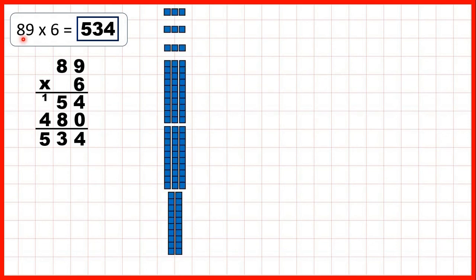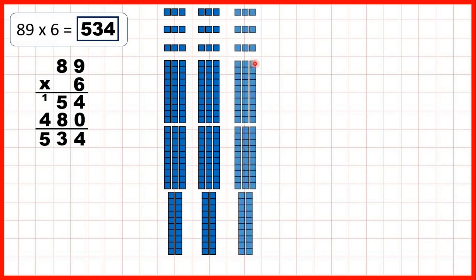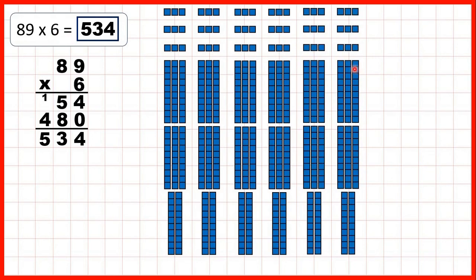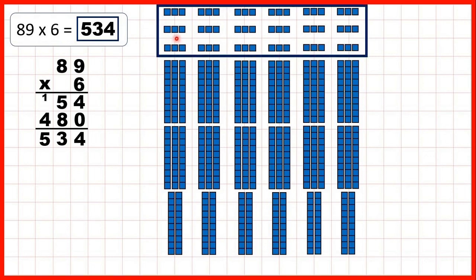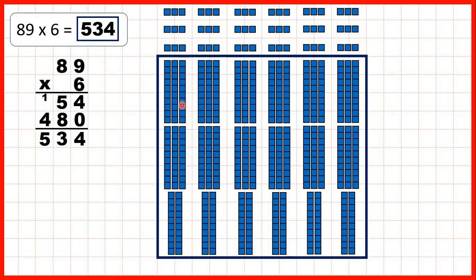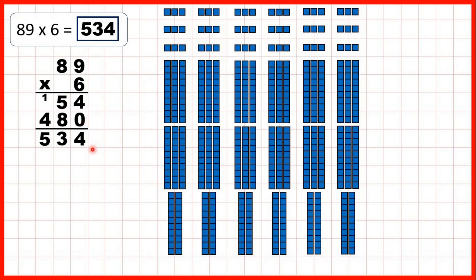Then we had 89, so that's 8 tens and 9 ones, and we were multiplying by 6, so let's show that 6 times. On top here we have 54 ones counters, and below we have our 48 tens counters, so that's 480. And putting those together gives us 534 as our answer.